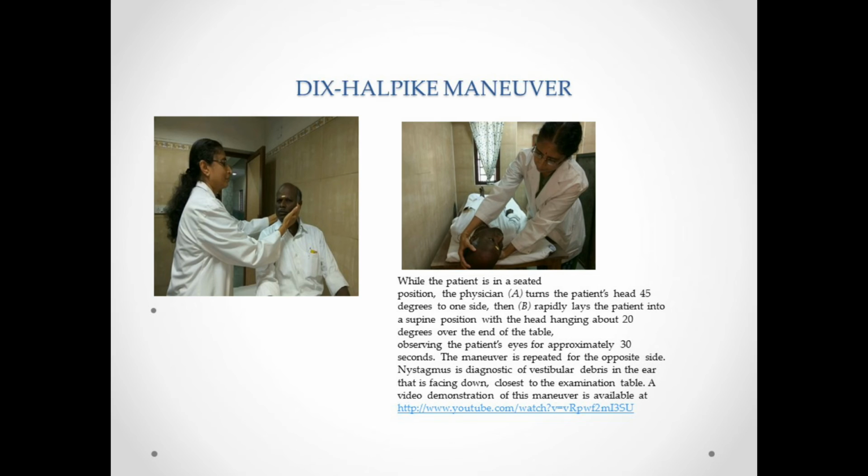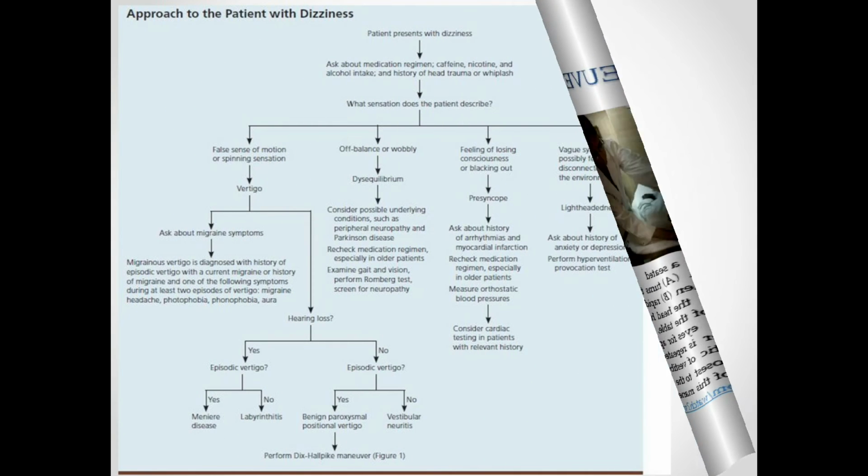Dix-Hallpike maneuver. While the patient is in a seated position, the physician A, turns the patient's head 45 degrees to one side, then B, rapidly lays the patient into a supine position with the head hanging about 20 degrees over the end of the table, observing the patient's eyes for approximately 30 seconds. The maneuver is repeated on the opposite side. Nystagmus is diagnostic of vestibular debris in the ear facing down.